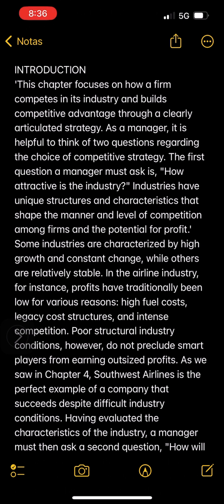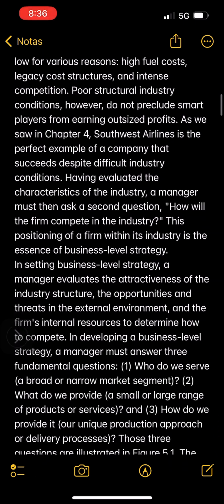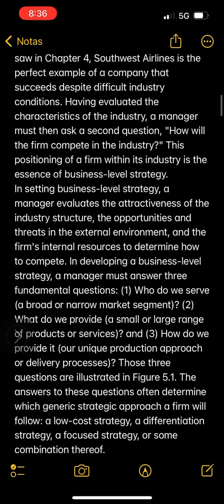In the airline industry, for instance, profits have traditionally been low for various reasons: high fuel costs, legacy cost structures, and intense competition. Poor structural industry conditions, however, do not preclude smart players from earning outsized profits. As we saw in Chapter 4, Southwest Airlines is the perfect example of a company that succeeds despite difficult industry conditions. Having evaluated the characteristics of the industry, a manager must then ask a second question: how will the firm compete in the industry? This positioning of a firm within its industry is the essence of business level strategy.